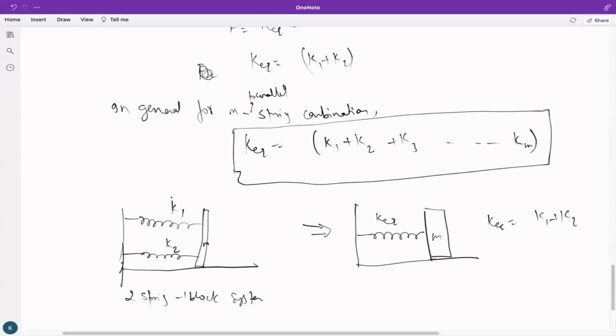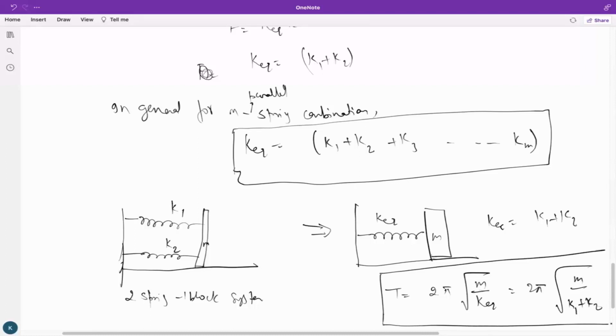And if there are n springs, you have K1 plus K2 plus up to Kn. We all know that the time period for a single spring block system is 2 pi root under M by K, but here K is K equivalent. So our time period is 2 pi root under M by (K1 plus K2). This is the thing that we have to keep in mind.